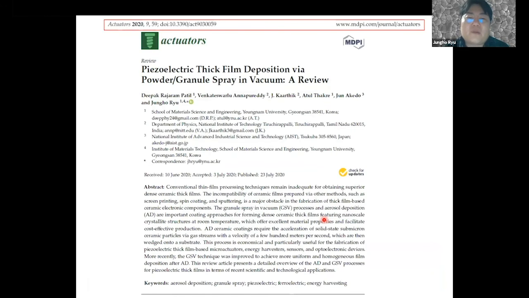Actually, this whole story was published in the Actuators journal recently, about two months ago. So you can read this, then you can figure out what we are doing and what the other Japanese people are doing. For example, Jun Akedo is from AIST, inventor of this process. So his story is also written in this paper.